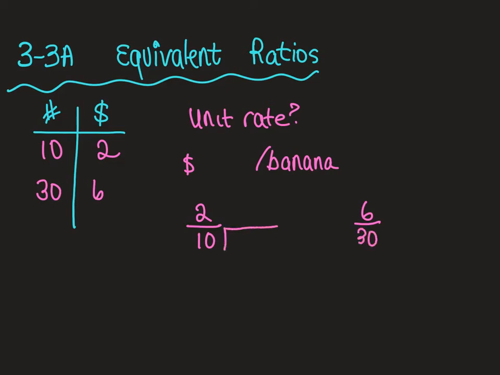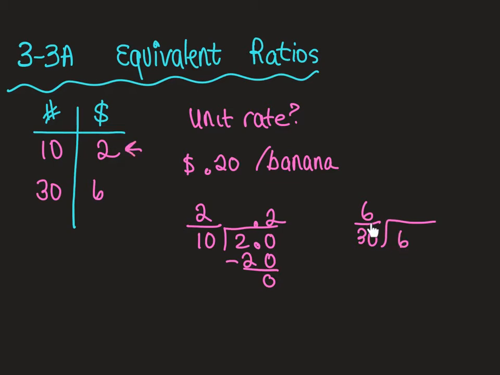Okay, so I divide: I put a 2, I put a 10. Can 10 go into 2? No, it cannot, so I add a decimal and a 0. That would be a 2. In money, 0.2 is 20 cents. So this one is 20 cents a banana.